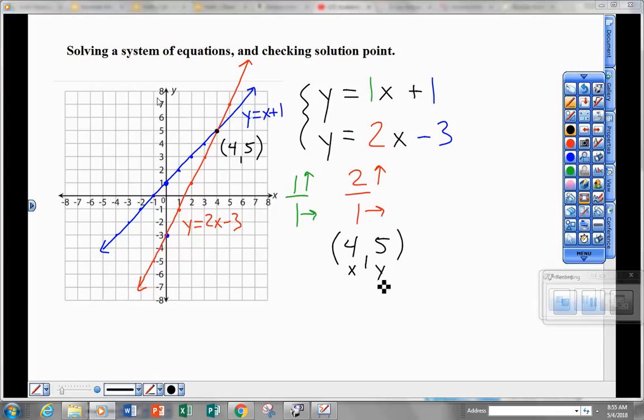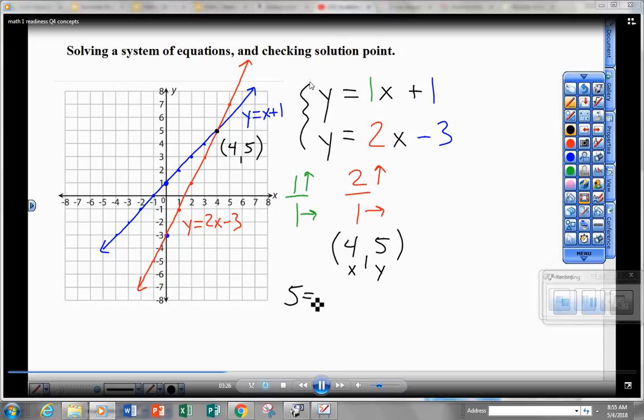X is 4, y is 5. So when I plug that in, I'm going to plug in 5 for y in that first equation and 4 for x in that second one. I didn't put the 1 there because anything times 1 is the same number. So when I plug in 5 for y and 4 for x, I get 5 equals 4 plus 1, 5 equals 5. That is a true statement.